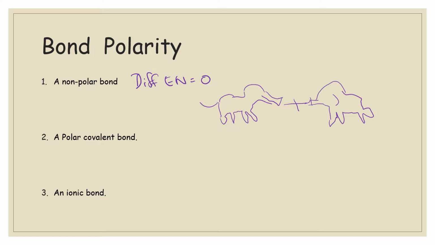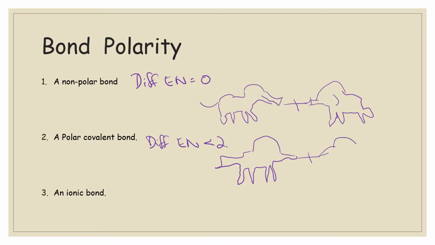Now, a polar covalent bond occurs when there's a difference in the electronegativity, and it's less than 2. So what you have here is you have one which is much bigger. My drawings of an elephant are not very good. And one which is much smaller, which is not happening in my picture. This creates a difference in electronegativity of less than 2 and results in a polar covalent bond.